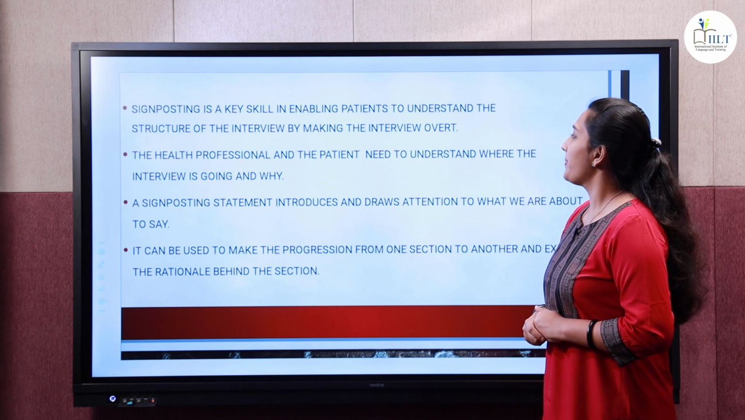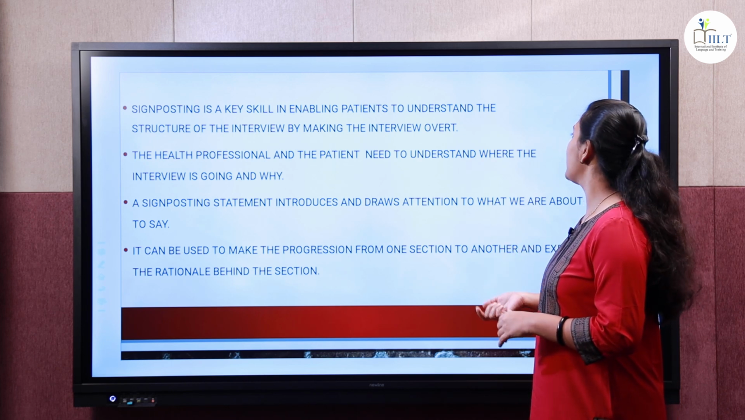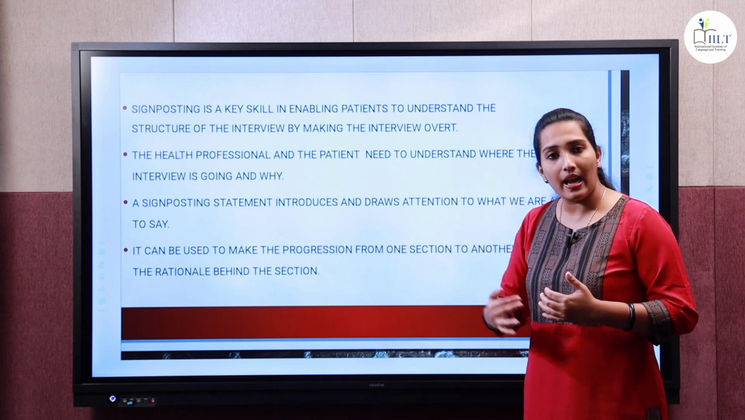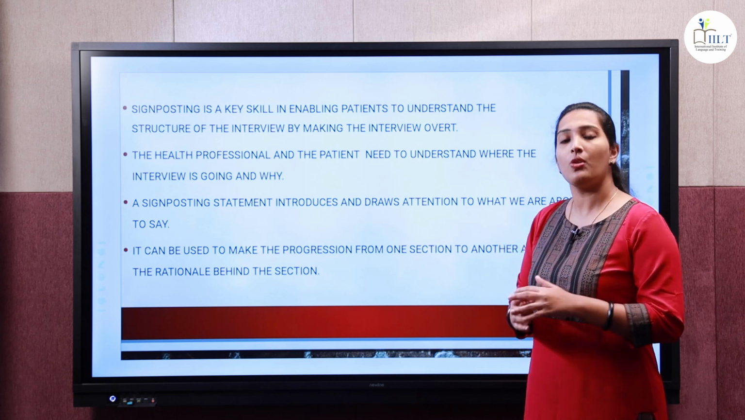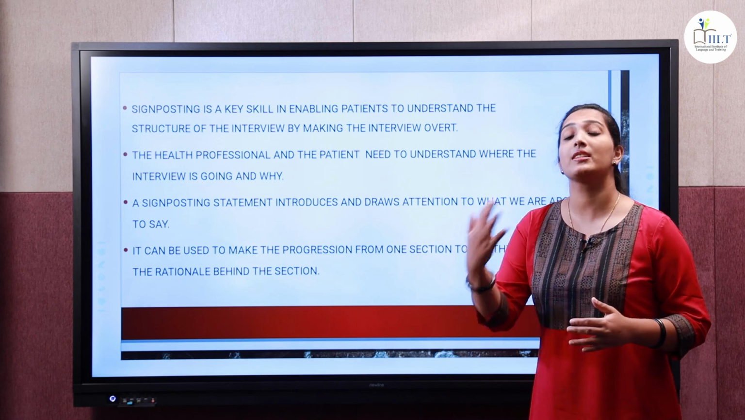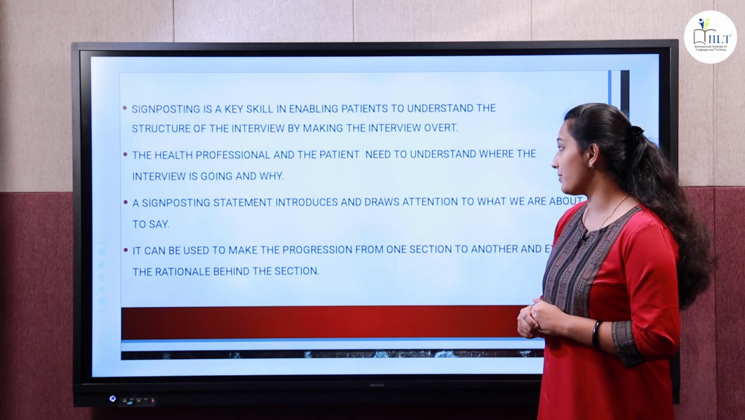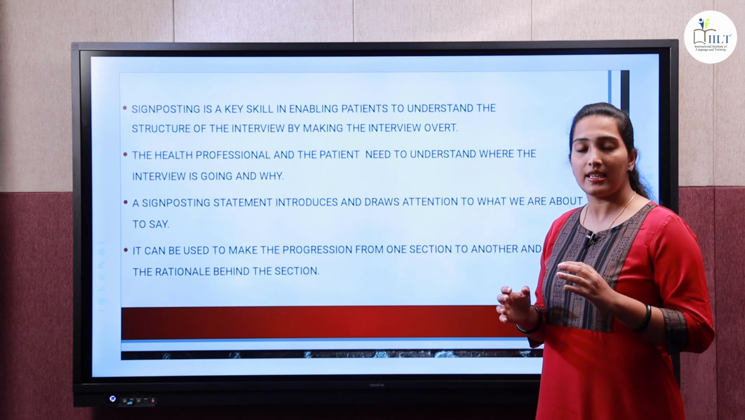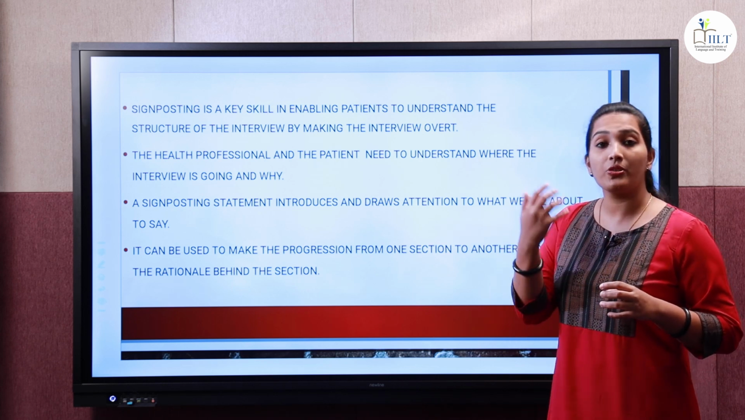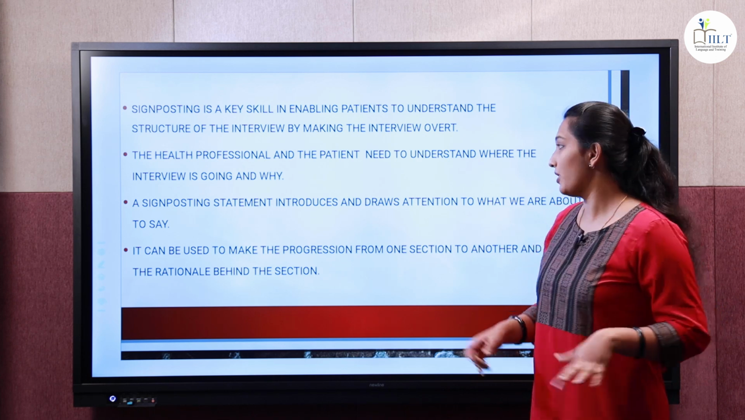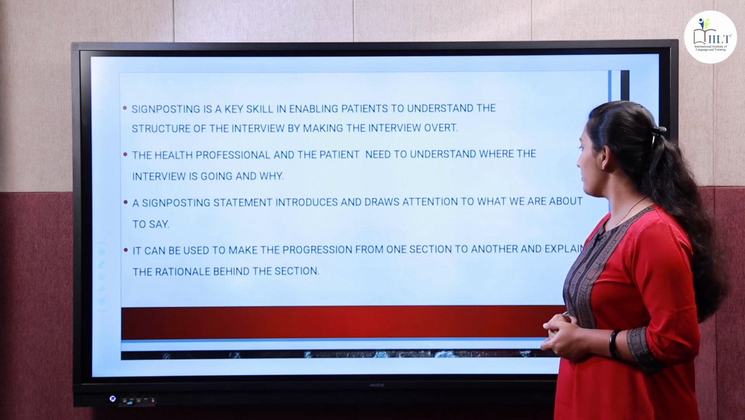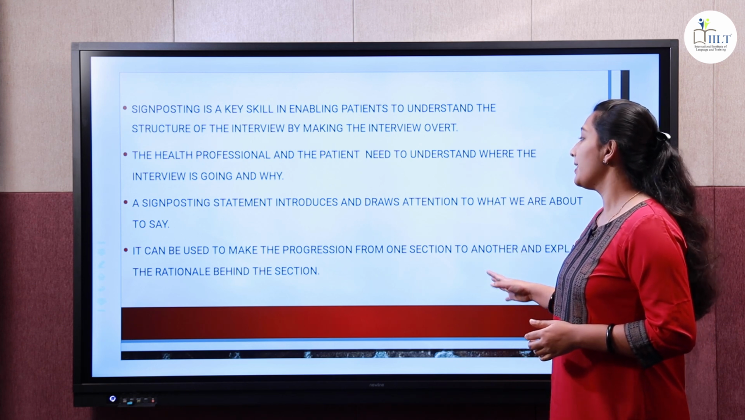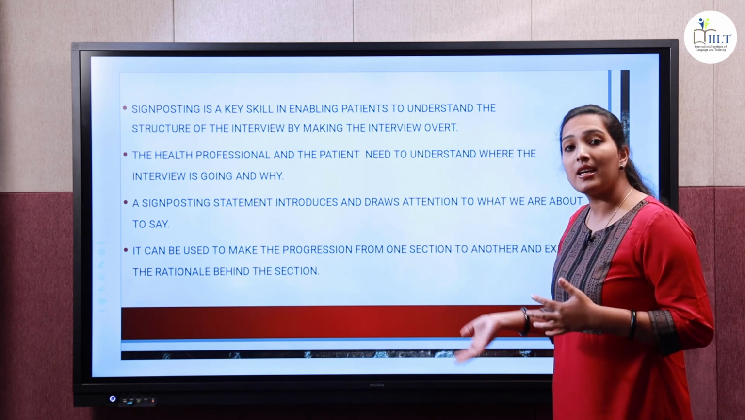Then the second point: the health professional and the patient need to understand where the interview is going and why. So it is going to be a clear-cut answer and questioning between the patient and the nurse, and they will know how the questioning is going and for what reason they are asking the question or for what reason they are going to explain. Then a signposting statement introduces and draws attention to what we are about to say. So it is going to give you a better idea. It provides a signal on what you're going to say or ask or explain, so they are told beforehand. Okay, and it can be used to make the progression from one section to another and explain the rationale behind the same. So it even helps us move from one section to another.